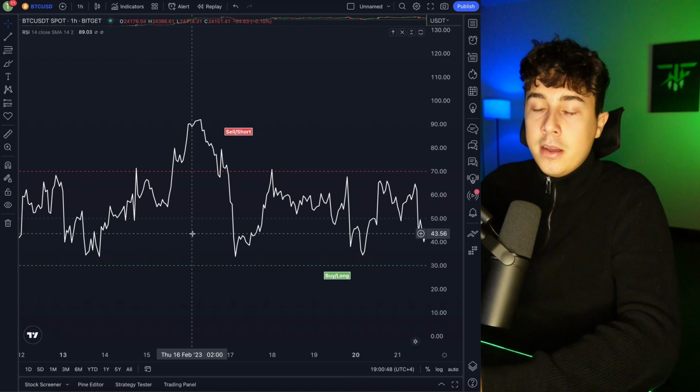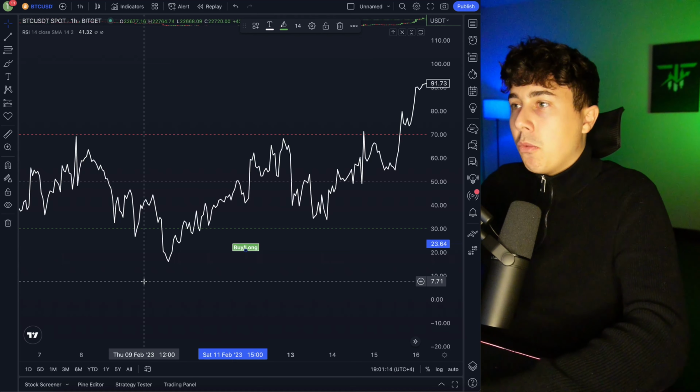On the opposite side, if the RSI is coming to our green zone, that means our asset is oversold, and there we want to place our long trade. We want to buy our assets here, and this is the right entry zone.